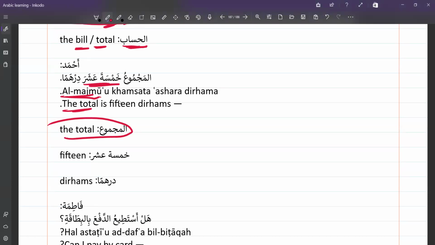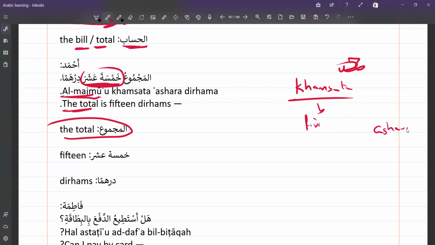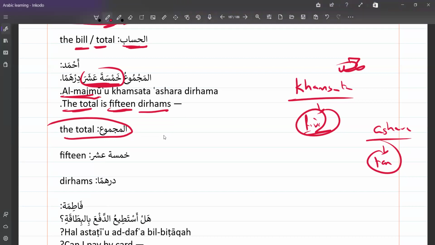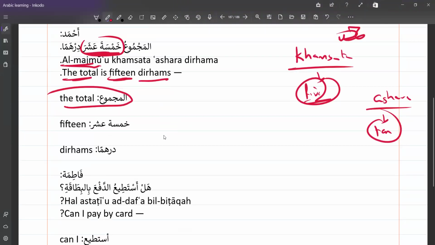15. Now, if you have watched my video on numbers in Arabic, you would know what khamsata ashara means. Khamsata or khamsa means 5 and ashara means 10. So 10 plus 5 means 15. So al-majmu'u khamsata ashara dirham. Dirham is used for dirhams. So the shopkeeper Ahmad says the total is 15 dirhams.